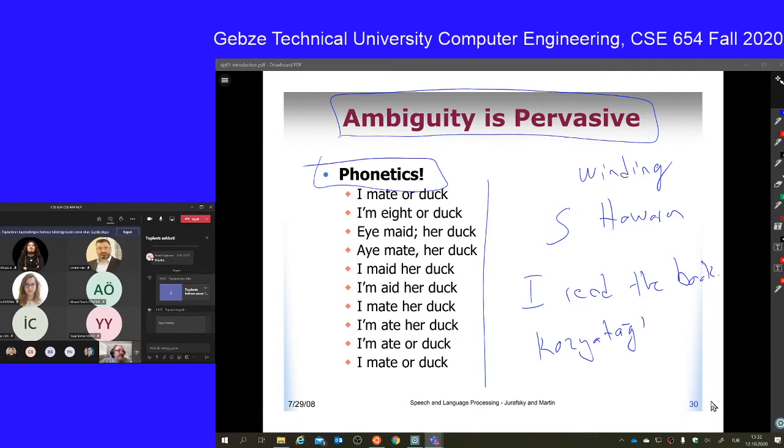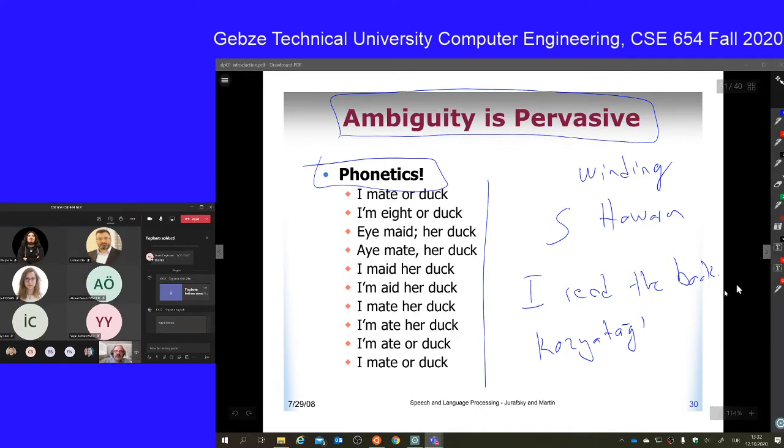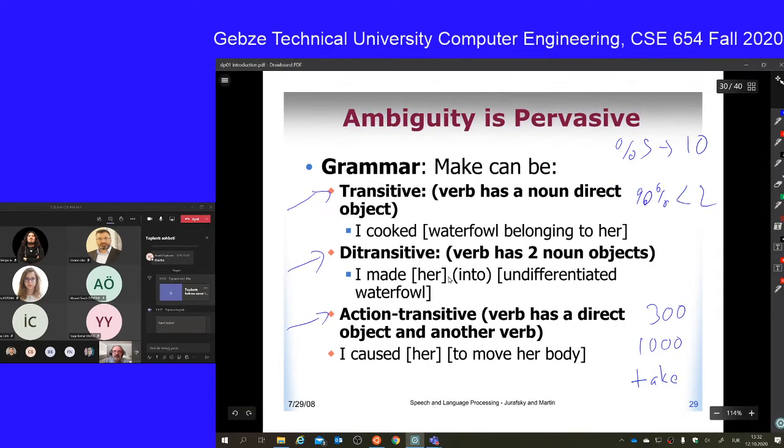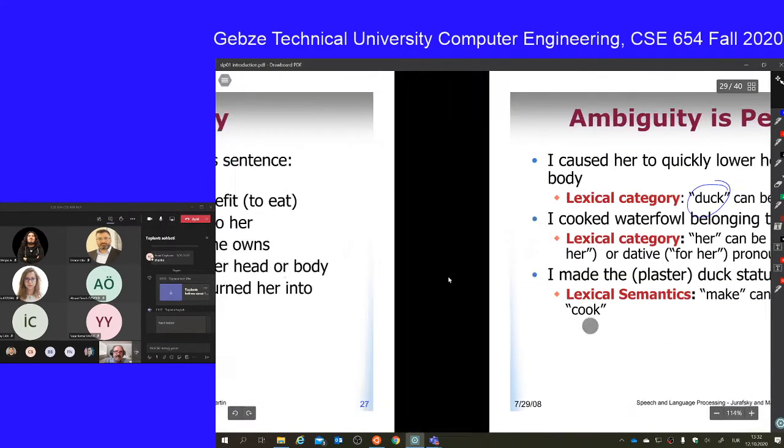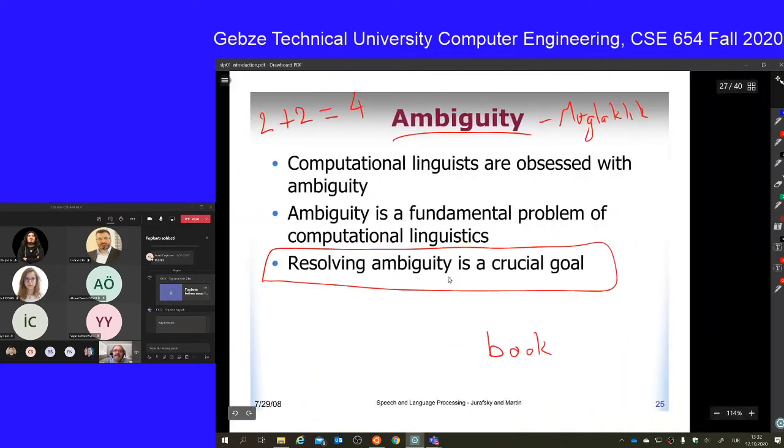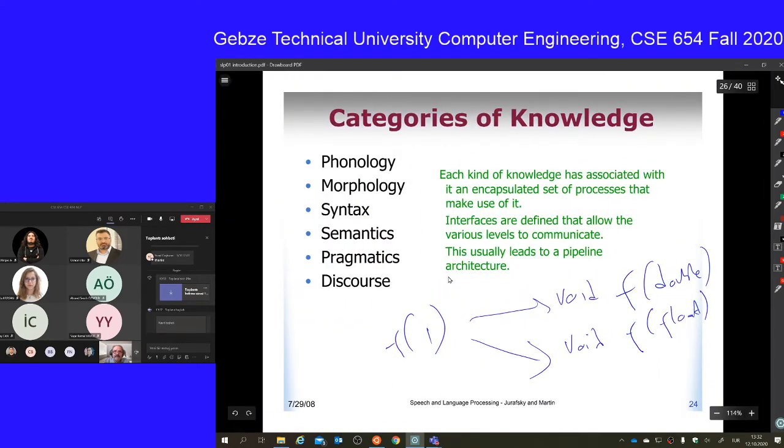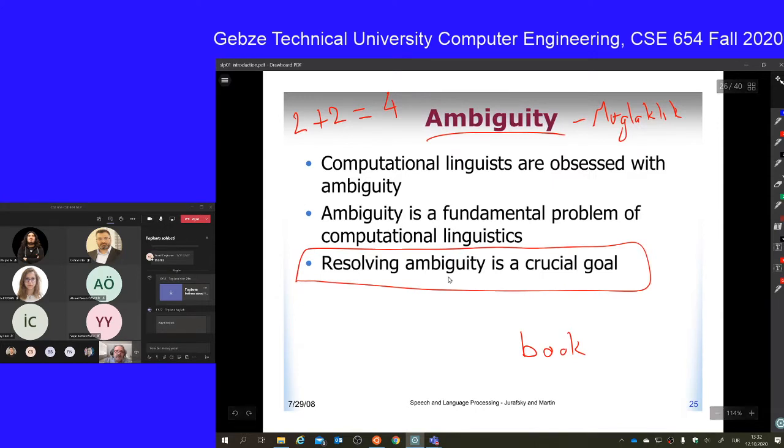I think last time we were talking about ambiguity. We said that ambiguity is common to many artificial intelligence problems, and computational linguists are obsessed with ambiguity. They have to see ambiguity in any problem they look at. Otherwise, this wouldn't be an artificial intelligence problem.